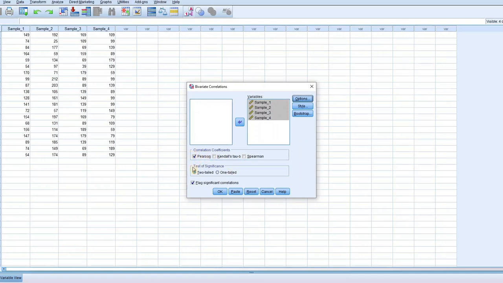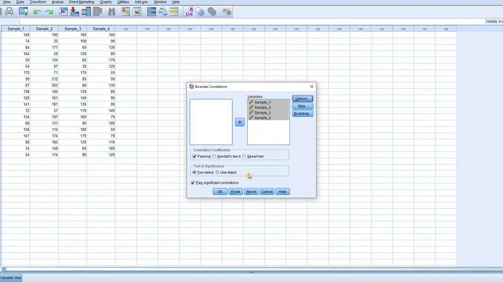For a test of significance, the default selection here is two-tailed, and that is what you should select, since Pearson's correlation measures the strength and direction of the relationship between 2 sample variables from a population, which lies between -1 and +1 at a significance level of 0.05. A two-tailed test of significance will be able to test the coefficient and the direction of the correlation.